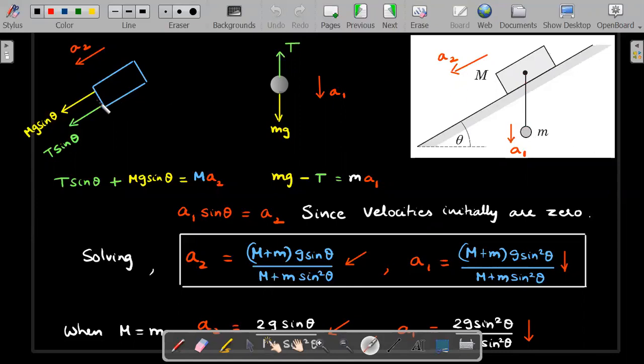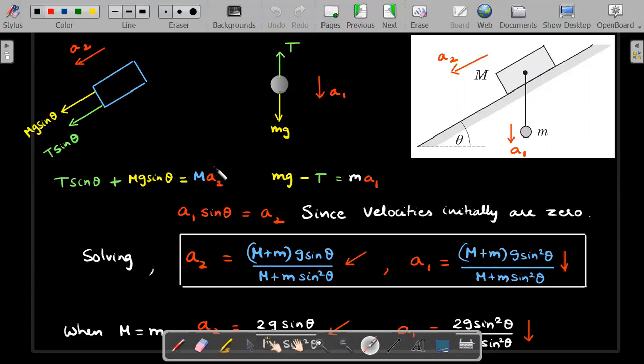So I've drawn the free body diagram, Mg sine theta and T sine theta, right? The tension also will have a component on this bar, and that's what I've drawn. I have not drawn any forces in the vertical direction because they would cancel out. And for the pendulum or the bob, there would be a tension T and mg in the downward direction. Okay, so I put the accelerations and write out Newton's laws of motion, first one and the second one. You realize that there are three variables: tension, acceleration and acceleration.